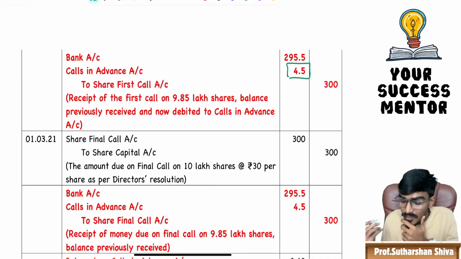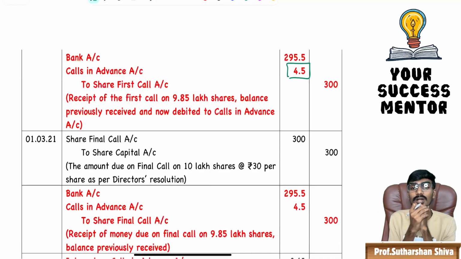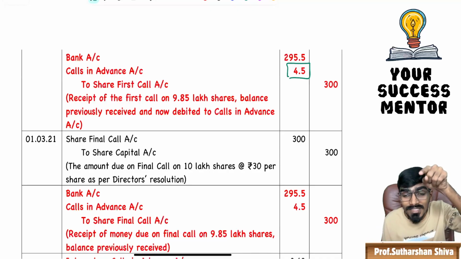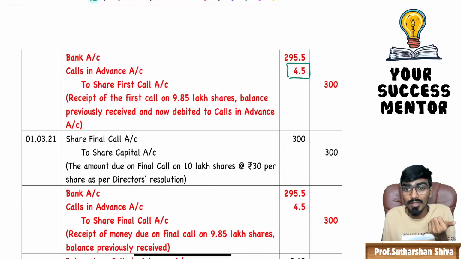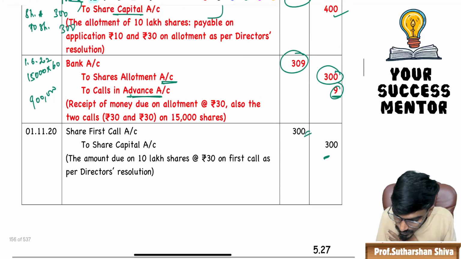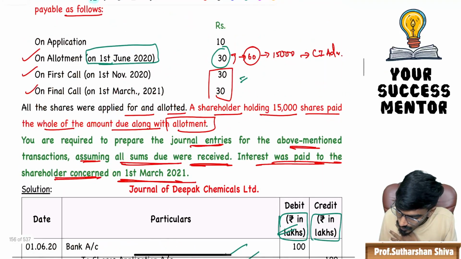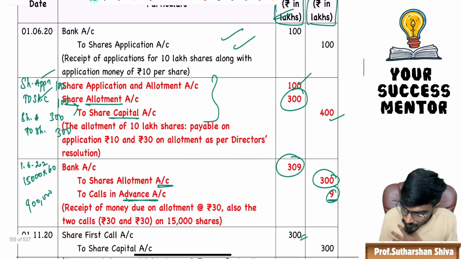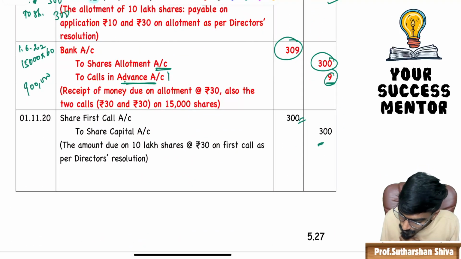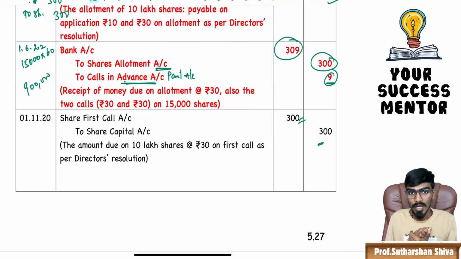Why is this calls in advance there? Because at the time of first and final call, I'm not going to ask that person who has given me that 15,000 shares. Instead of writing that person, who is that person? The shareholder, maybe we can name it as Paul. Paul who is holding 15,000. Instead of writing to Paul account, we have just written in the name of calls in advance.